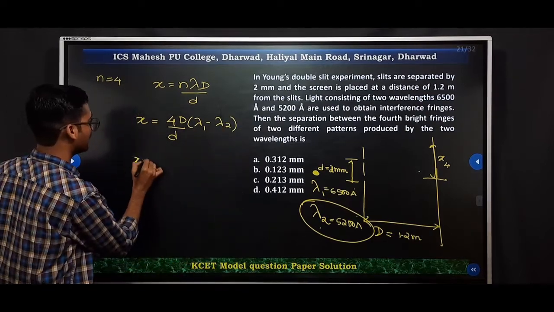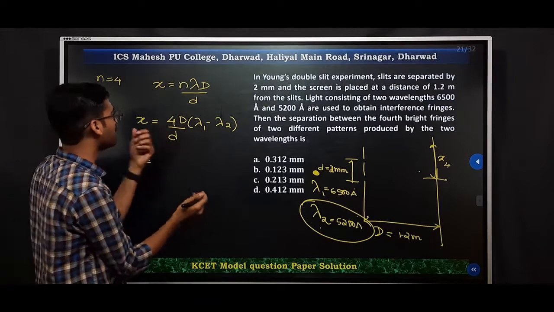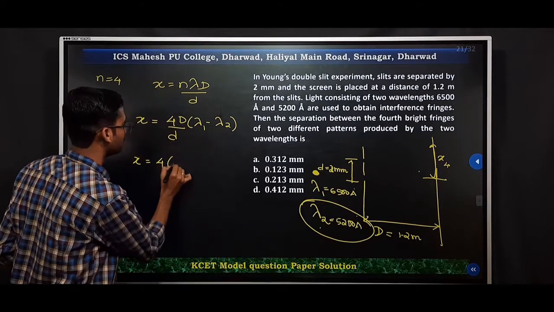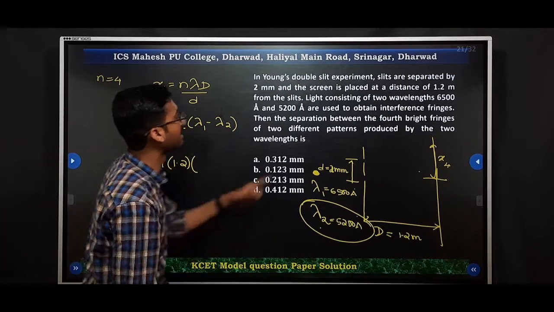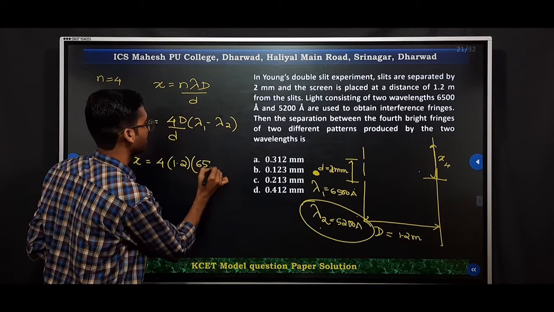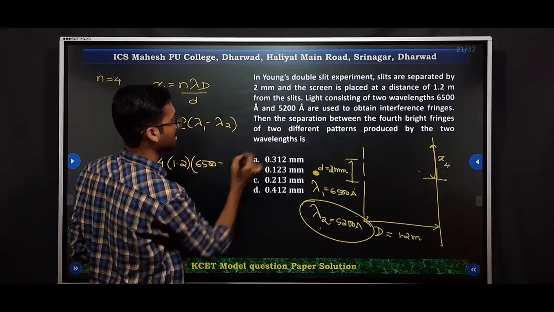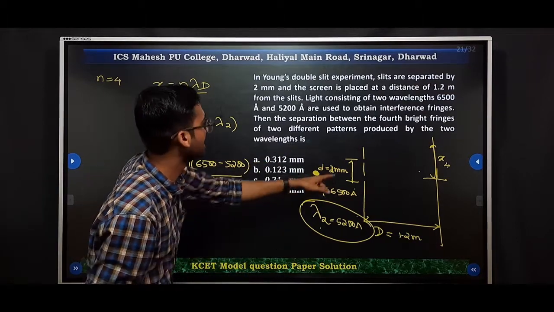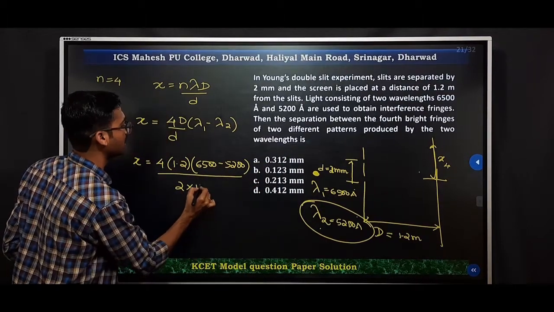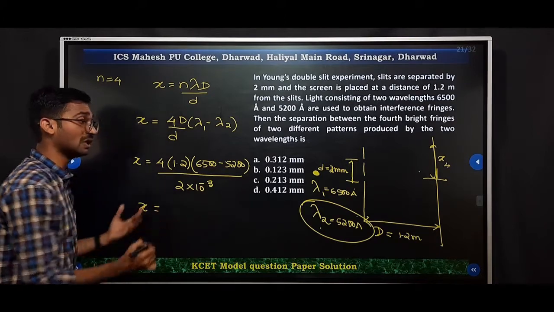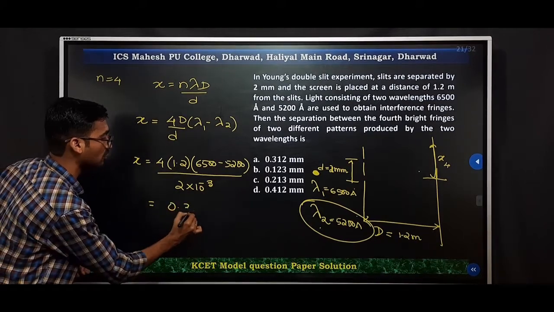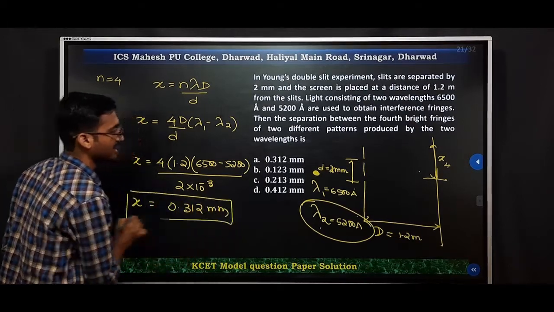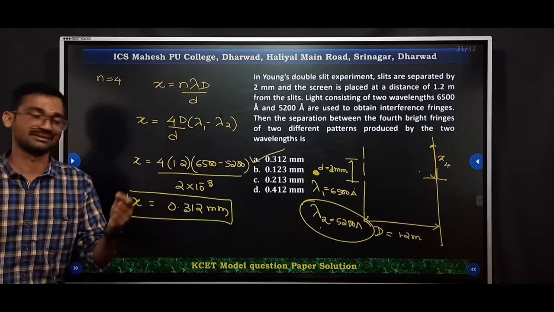Therefore x is equal to 4 into D, how much is that? That is 1.2. And lambda 1 is how much now? 6500. Lambda 2 is how much here? It's 5200, whole divided by small d, which is 2 mm, that is 2 into 10 raised to minus 3. On solving this one, we will get the answer as 0.312 millimeter for the given question. Therefore, option A is the right answer.